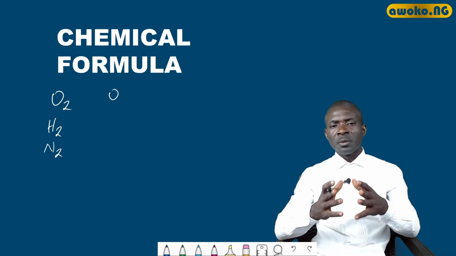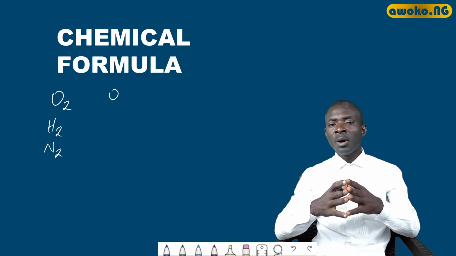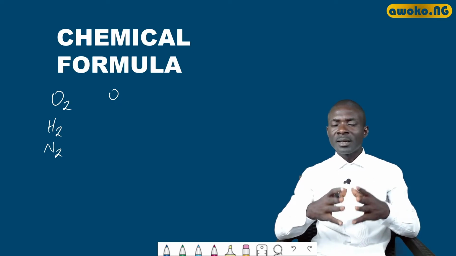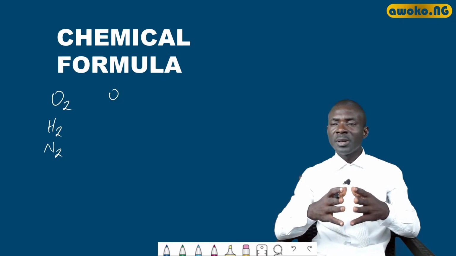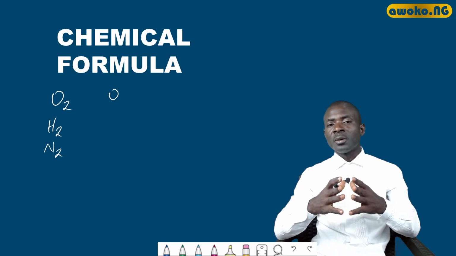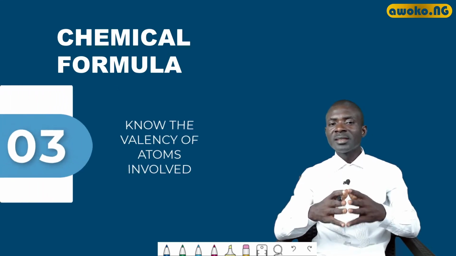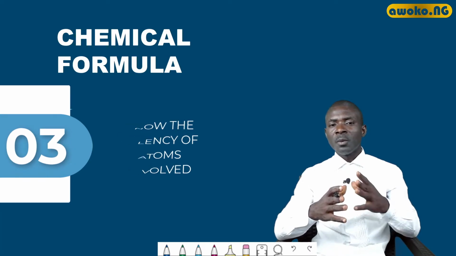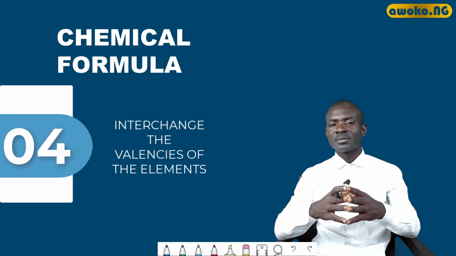Having said that, when a compound is formed, it has to do with two or more elements combining together chemically. So when they combine, there must be exchange of ions, and there must also be exchange of valencies to form the compound. Based on that, we can go to the next rule that states that for you to write the correct formula of a compound, you must know the valencies of the elements that make up the compound. While the next rule has to do with interchanging the valencies of the elements.